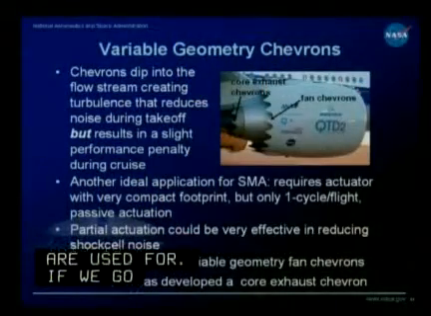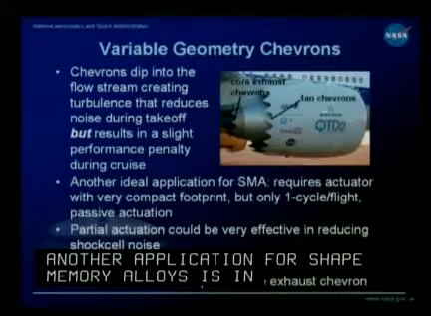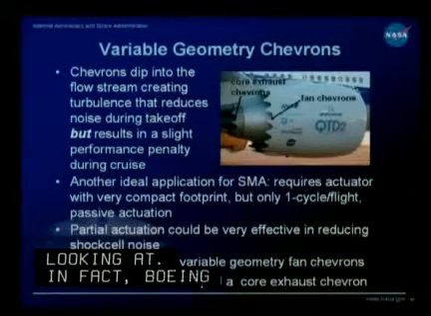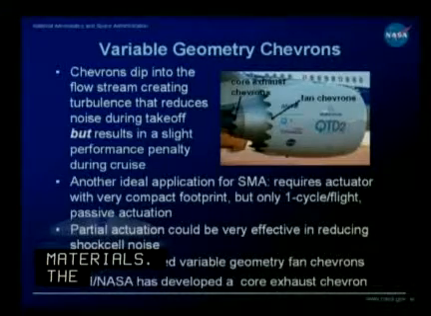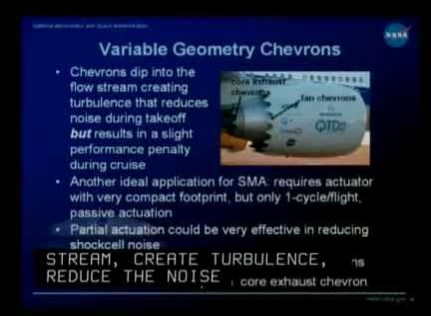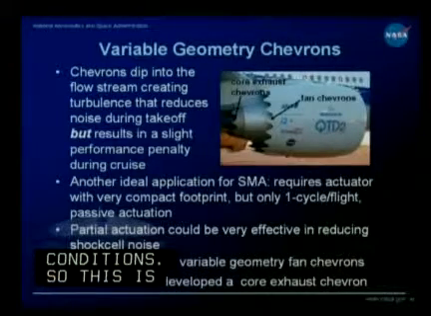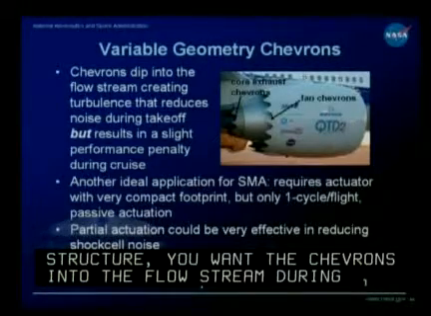Another application for shape memory alloys is in these chevrons, and this is something that Boeing and others have been looking at. In fact, Boeing has done a flight demonstration for these materials. But the chevrons, both on the fan exhaust and the core exhaust, dip into the flow stream, create turbulence, reduce the noise on takeoff, but you have a performance penalty when you hit the cruise condition. So this is an ideal application, again, for SMAs. You have a very thin-walled structure. You want these chevrons in the flow stream during takeoff, removed from the flow stream during cruise so you don't get your penalty. It's one cycle per flight. You have very limited space to put these things.